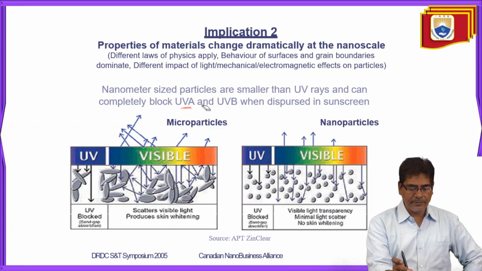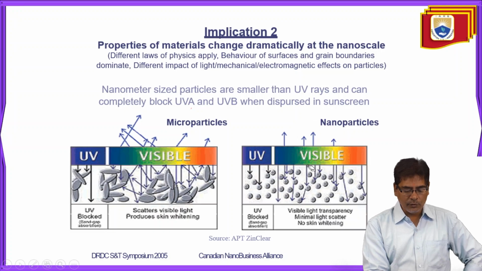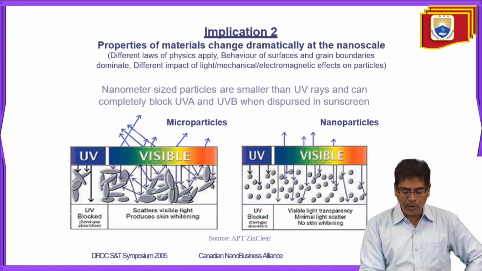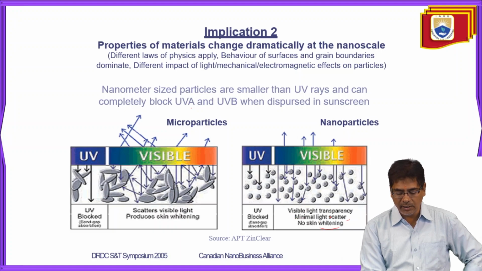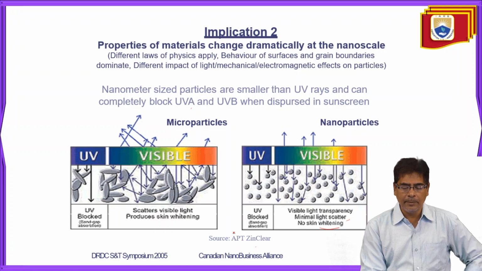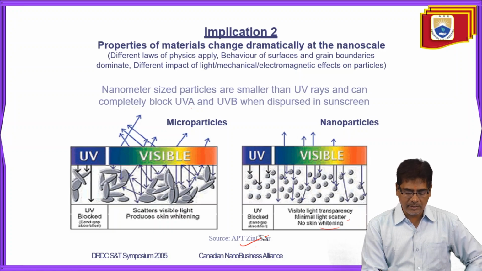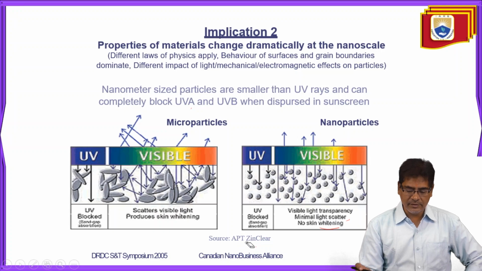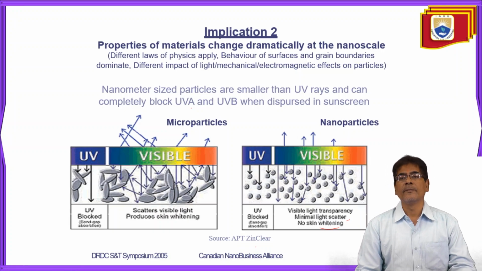So this is what we can see here. Larger particles scatter visible light and produce skin whitening. This is UV blocked, and this is visible light transparency, with minimal light scattering and no skin whitening. The source is Z-Clear, zinc clear, from which this material has been taken, courtesy of the Canadian Nano Business Alliance, presented at a symposium in 2005, with DRDC, Defence Research and Development Canada.